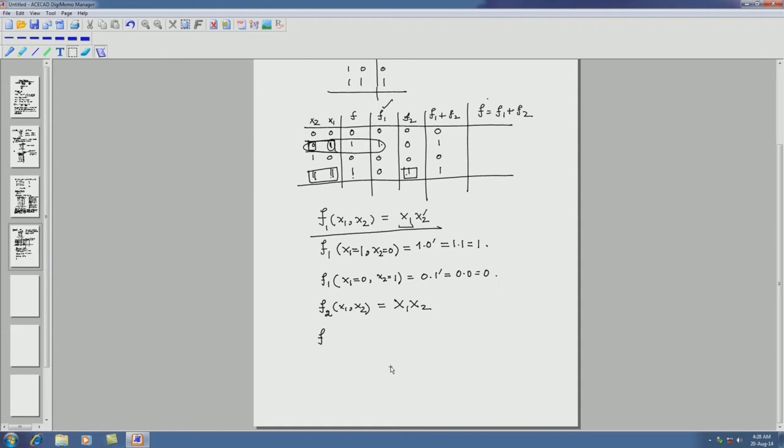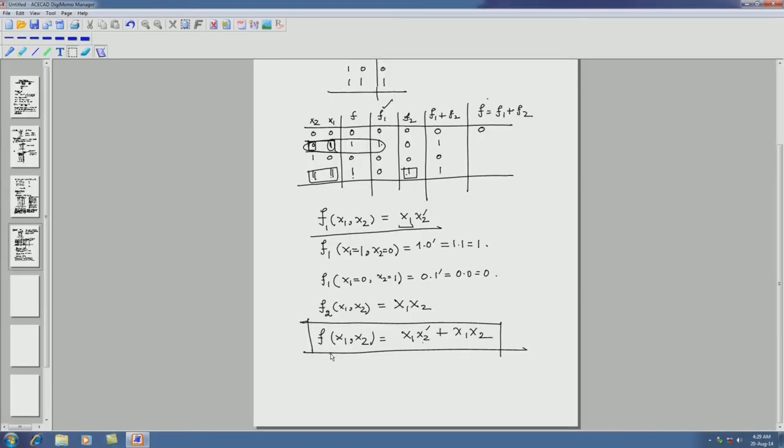So, we can write f of x1, x2 equal to x1 x2 complement plus x1 x2. We do not write the 1 here because this is the whole function f. So, we see that f is x1 x2 complement plus x1 x2. We can evaluate this function here and check that it is indeed so.